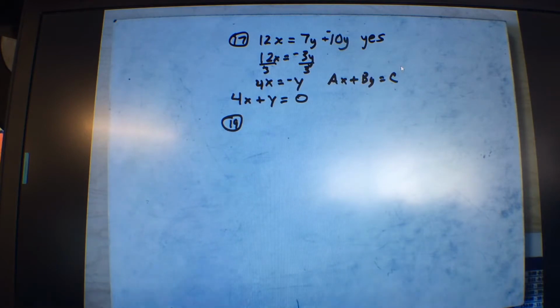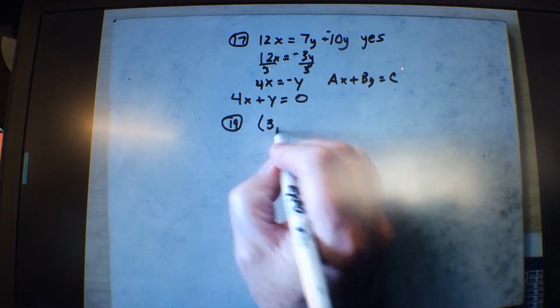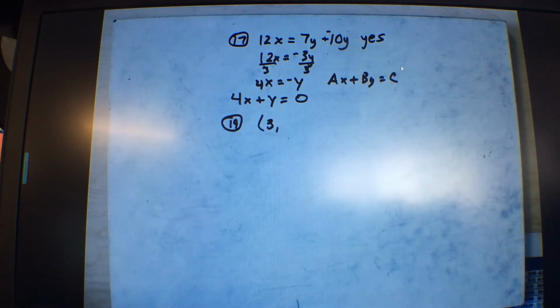Where at, Tyra? 3. And what's the y value at that point? No, I want the y value at 3. You said it touched the x-axis at 3, and I'm asking you, at that point, at 3, what's the y value? 0. It's 0. It cannot touch the x-axis if it wasn't 0, could it?